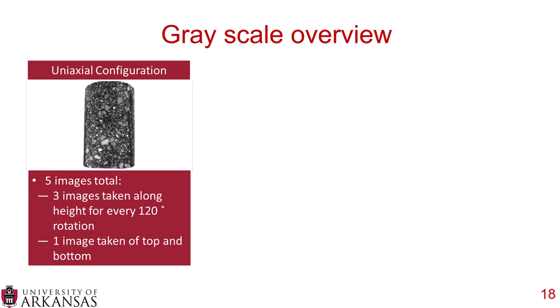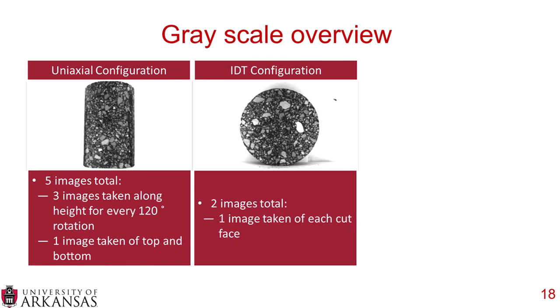If you take a look at a dynamic modulus sample, it's cored out of a gyratory compactor sample, and then you trim it on the top and the bottom, so all the faces are actually cut exposed aggregates. So there's 5 total images, 3 along the sides, 1 at the top and 1 on the bottom.